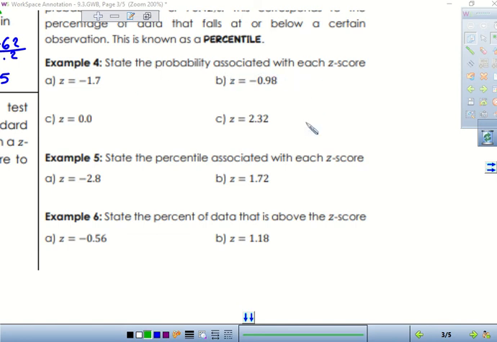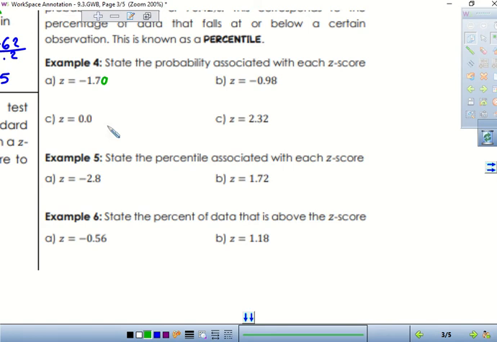State the probability associated with each z-score. So, what do you notice about this one? Does it have a hundredths place? No. So its hundredths place is an implied what? 0. Very good. So, just keep that in mind when you use the chart. You're going to have a hundredths place, and if it doesn't have one, you're just going to go to the 0 row.